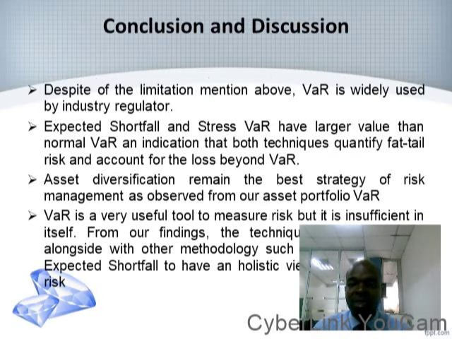Conclusion: despite the limitations mentioned above, VaR is widely used by industry and regulators. Expected shortfall and stress VaR have larger value than normal VaR, an indication that both techniques quantify fat tail risk and account for loss beyond VaR. Asset allocation remains the best strategy of risk management as well from our asset portfolio. VaR is very useful to measure risk, but it is insufficient in itself. From our findings, the techniques could be used alongside other methodologies such as expected shortfall to have a holistic view of risk.